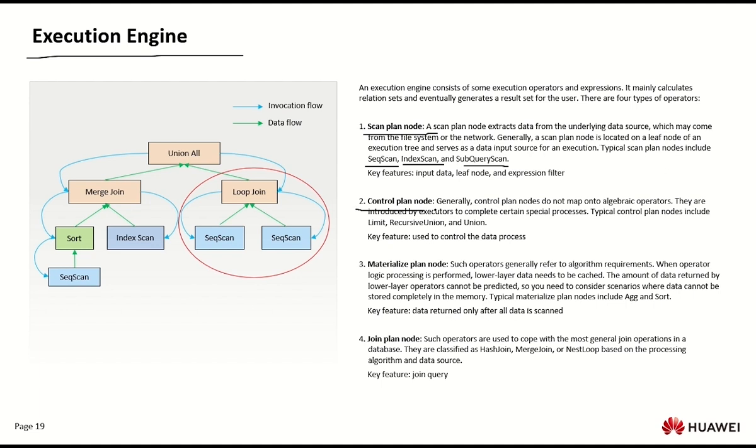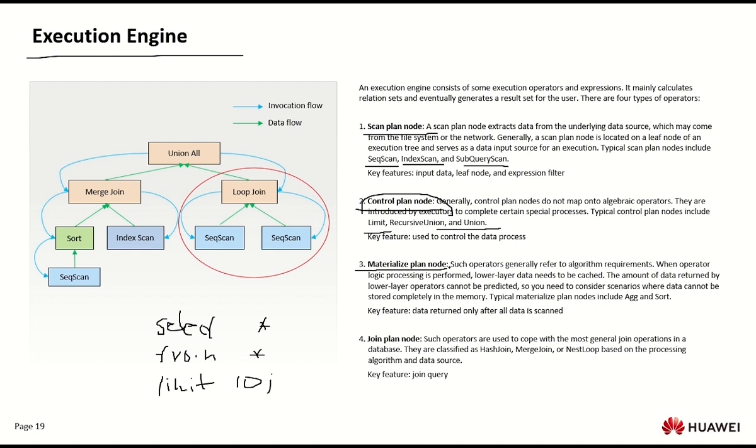Also, we have some control plan nodes. For example, we have limit. Normally, when we select from a table, maybe there will be 100 records to appear. However, if you only want to see 10 of the results, then you can say limit. Then only the first 10 rows will be retrieved. Also, the join is another control plan node.